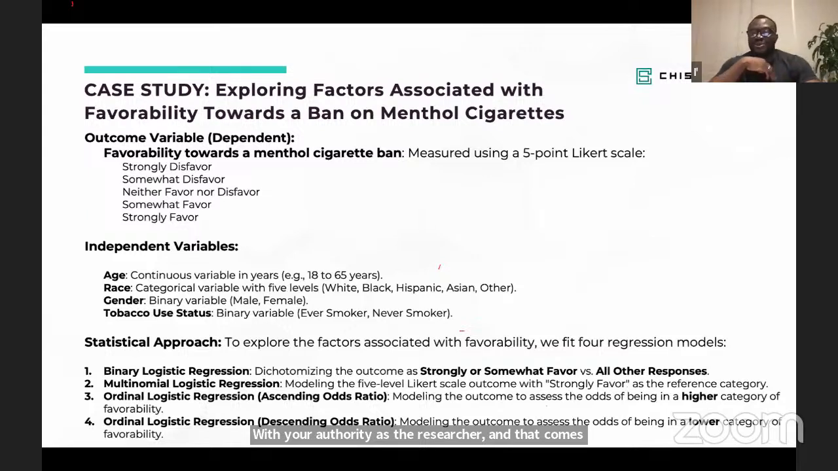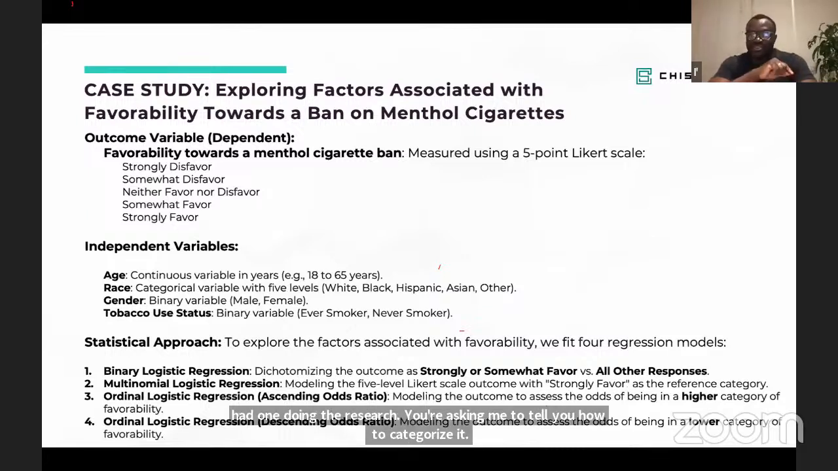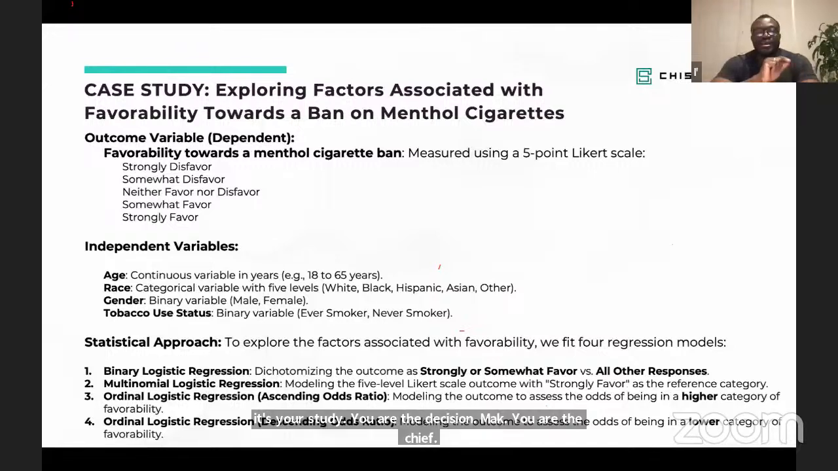Young researchers always want to push the decision-making to somebody else to make decisions for them. Like, hey, please tell me how I should categorize it. Is it my study? Why should I tell you? You are the one doing the research and you're asking me to tell you how to categorize it. So it's your study. You are the decision maker. You are the chief decision maker. But you should be ready to back up whatever decision you've made with a justification for it.